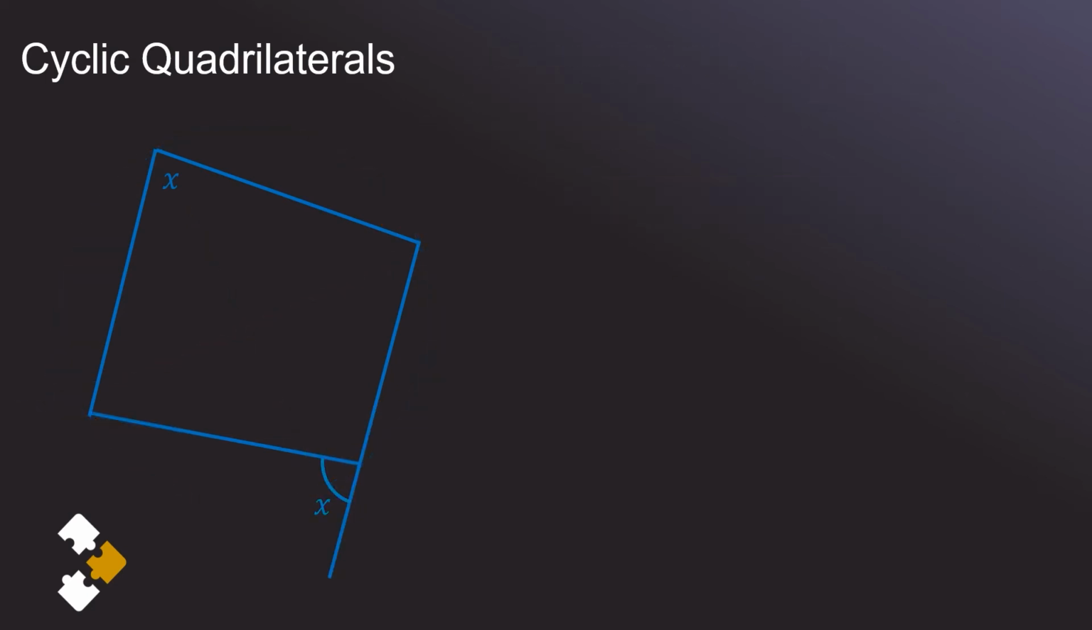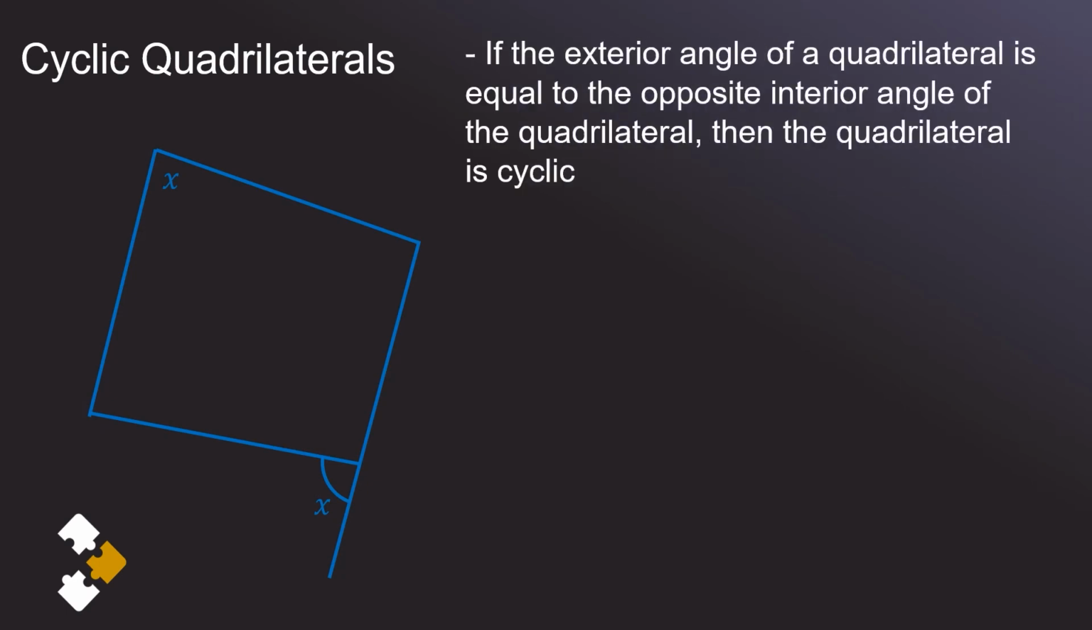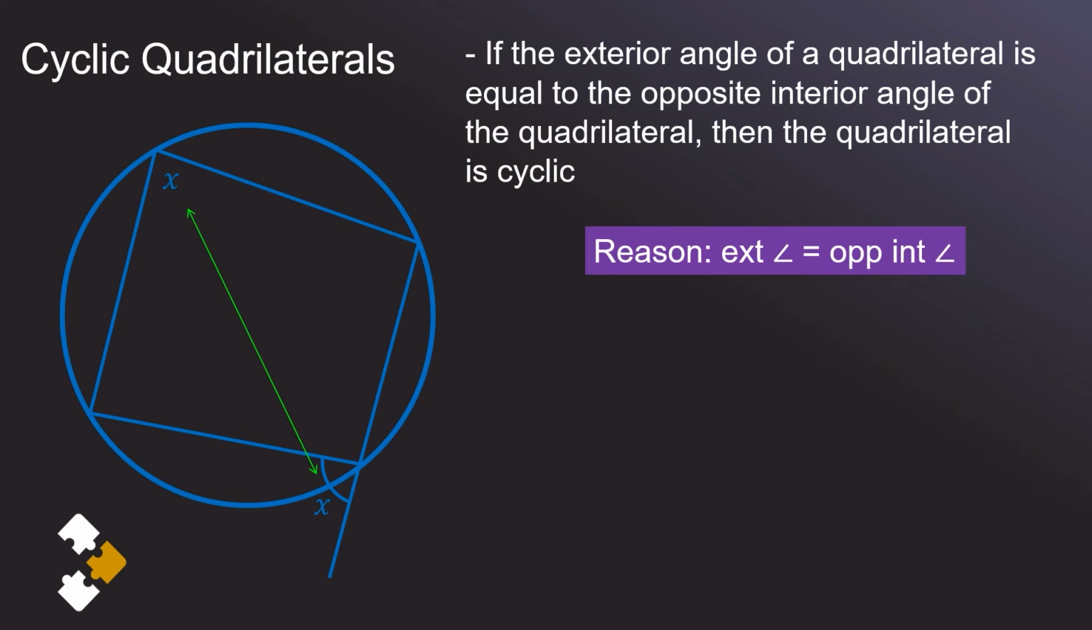So then the converse is also true. If the exterior angle of a quadrilateral is equal to the opposite interior angle of that same quadrilateral, then the quadrilateral is cyclic. So if we know that that angle is x and that external angle is x, then we know that the quadrilateral is cyclic, and our reason is going to be the external angle is equal to the opposite interior angle.